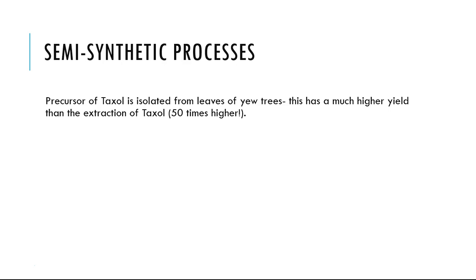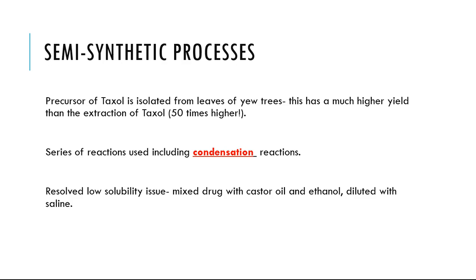However, if we're only getting the precursor of Taxol and not the Taxol itself, then we're going to have to do some reactions to turn that precursor into Taxol. So then there's a series of reactions used. You don't have to know them. They do include condensation reactions, which you should know, but you don't have to know all the specific reactions. And in the development of this process, they were also able to resolve the low solubility issue by mixing the drug with castor oil and ethanol and then diluting it with saline. So that allows it to be administered via IV.